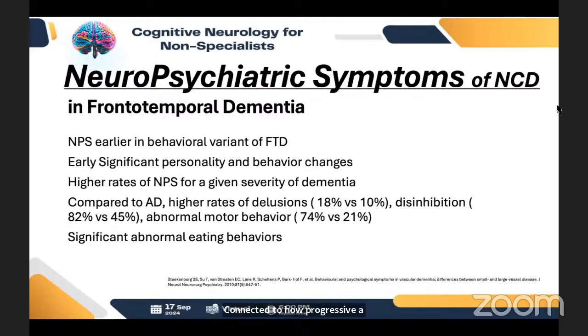So in frontotemporal dementia, compared to Alzheimer's, you will have higher rates of delusions, disinhibited behavior, abnormal motor behaviors, and significant abnormal eating behaviors. Sometimes they would call it hyperphagia. They would eat a huge amount of food, or repeatedly request food, or they will be interested in eating things that are not suitable for eating, like mud or sometimes metal things. They would be chewing papers, for example, or other abnormal eating behaviors.